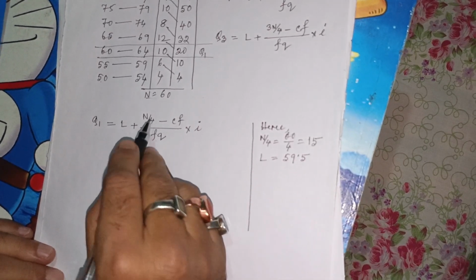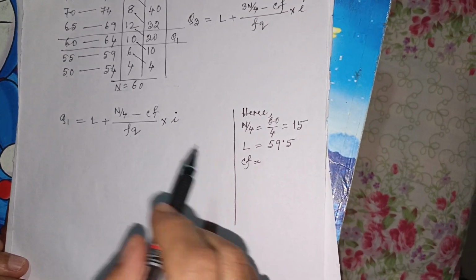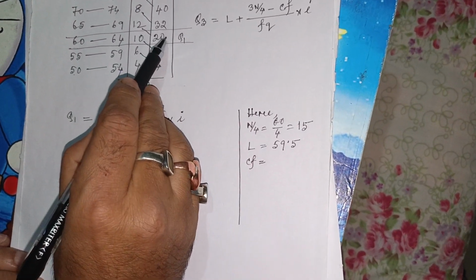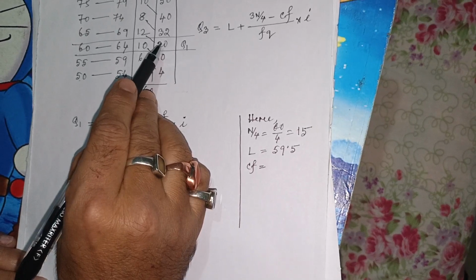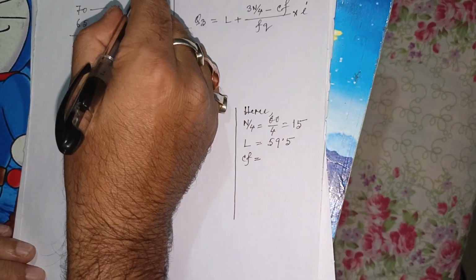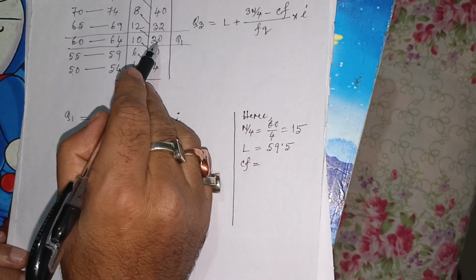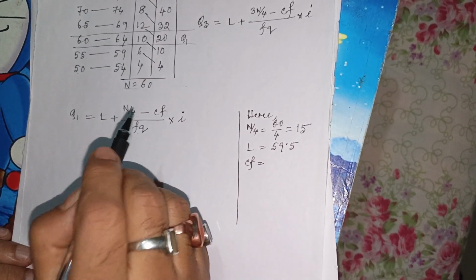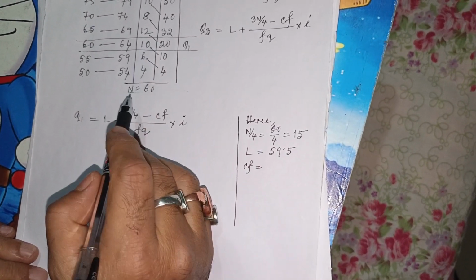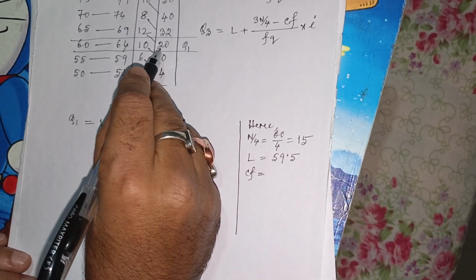So after getting L, then you find out CF, cumulative frequencies. The first quartile series we are calculating, and the first quartile series is in our hand, is it not? So here CF means cumulative frequencies, so we have to look in the cumulative frequencies column. But which one? Just prior to the first quartile series. So we started from here. This is our starting point. In this way we started, is it not?